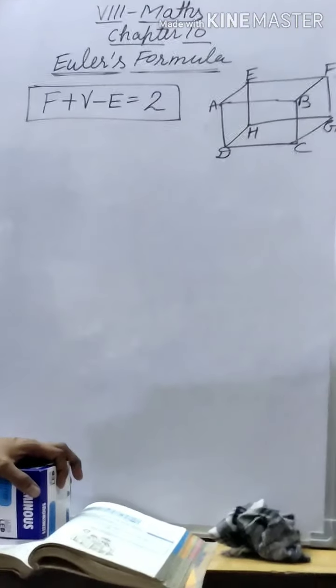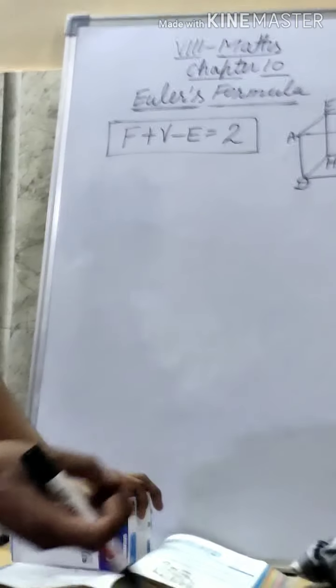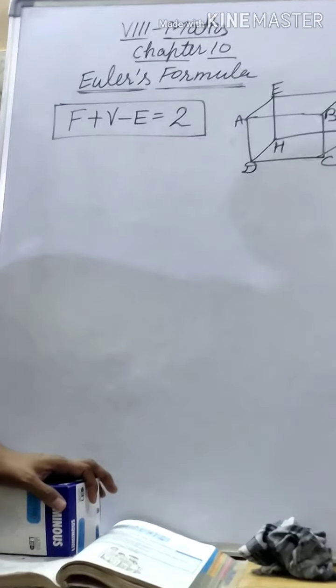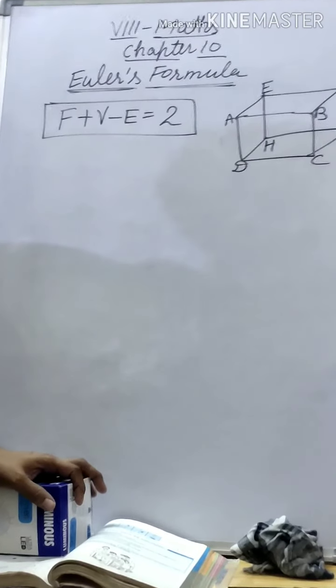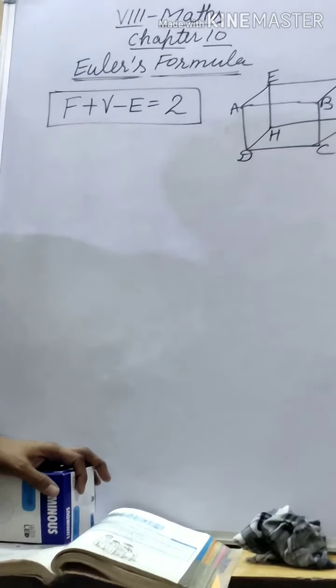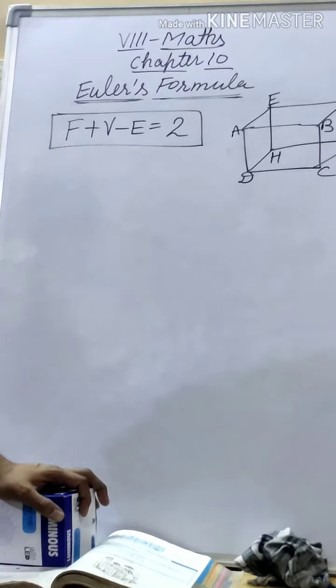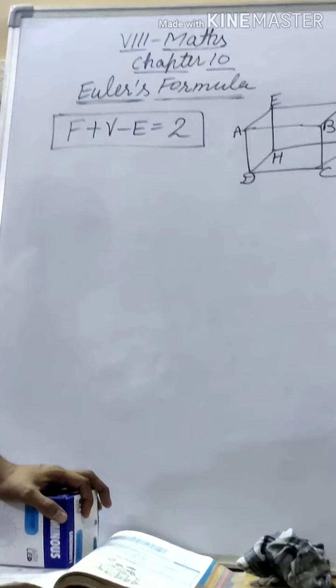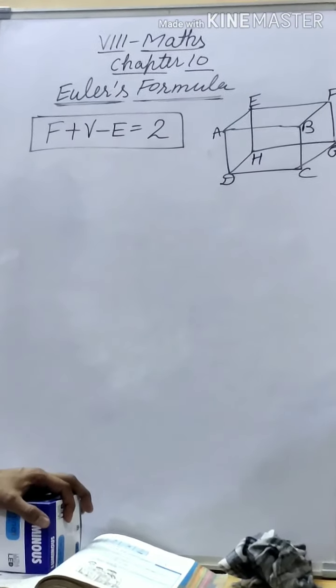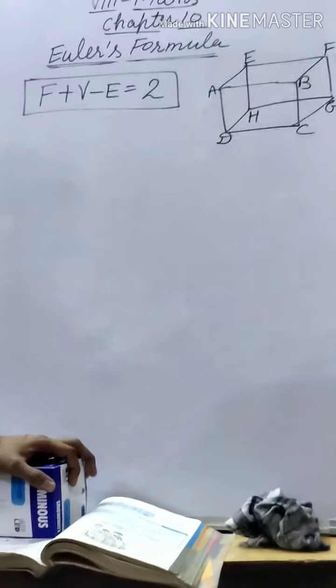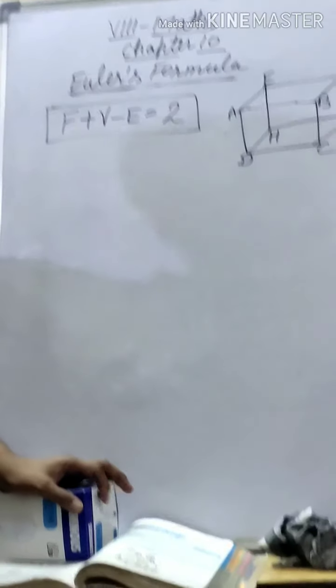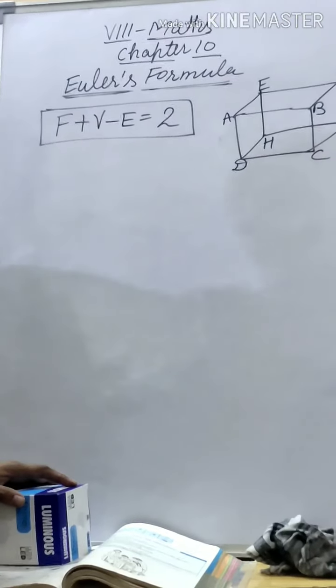What is a polygon? A polygon is a closed figure which has a number of sides. Clear? Or you can say a polygon is a closed figure having 3 or more sides, starting with triangle, square, pentagon, hexagon; all of these are examples of polygons. Clear? So first of all, faces.